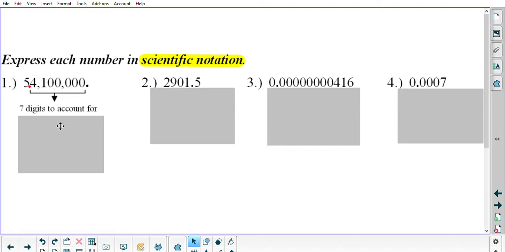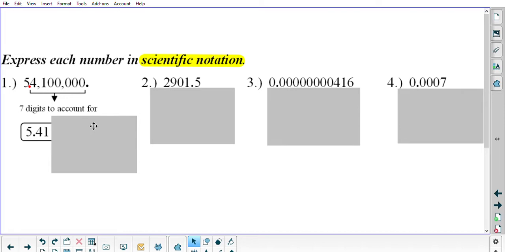So what's this going to look like? 5.41. Now, do I have to put the 5 zeros? No, because 5.41 is the same as 5.41000000. This is why scientific notation is helpful. With really big numbers and really small numbers, you don't need to write all the zeros.